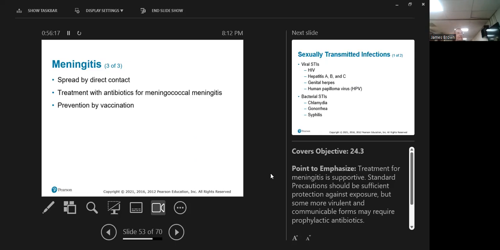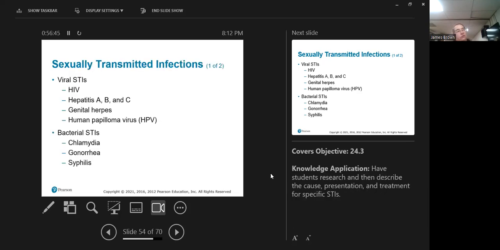Spread by direct contact. It is also spread by water fountains. That was one of the things in high school. I remember they were very anal about washing down the fountains because it can be transmitted in there too. Treatment with your immune system, right. Amen. Treatment with antibiotics and vaccination. Now there's a vaccination.